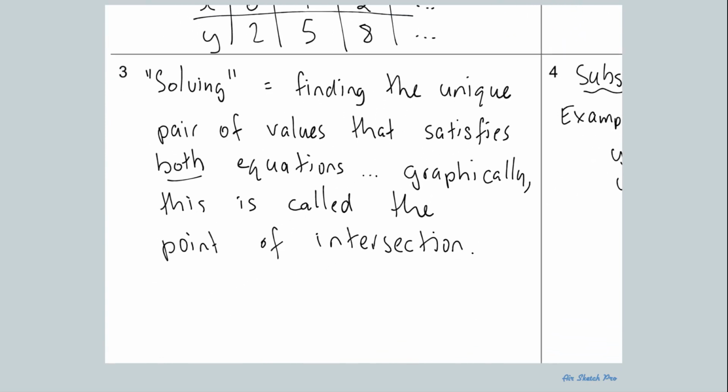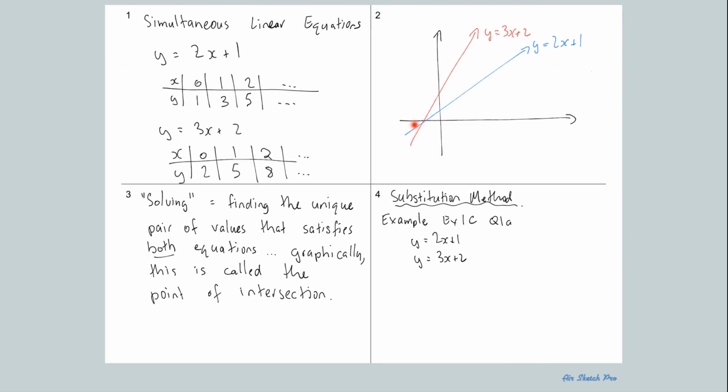So when we're asked to solve a set of simultaneous equations, this is what it means. We want to find the unique pair of values that satisfies both equations, and graphically we call that the point of intersection. So this is called the point of intersection. Okay, it's the one solution, the one pair of x, y values that satisfies both the red one and the blue one. Okay, let's get into it with an example.